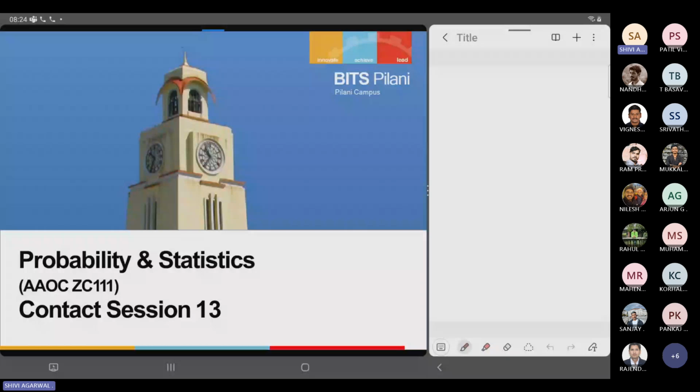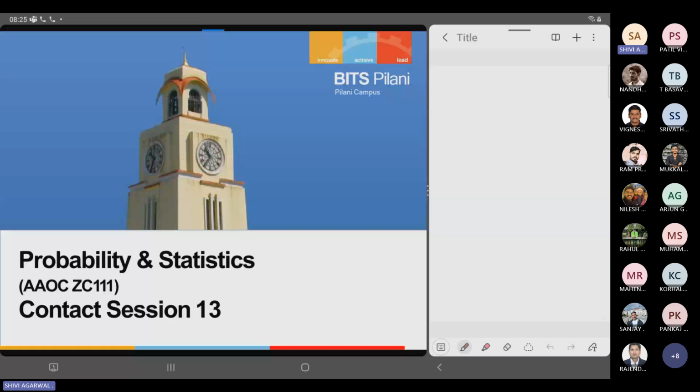In the last class, we started the interval estimation. I already told you there are three types of estimation we are doing here. First is point estimation, unbiased estimation, that we have done. Second, we are doing the interval estimation, and third, we will do the hypothesis testing. So now we are doing interval estimation.